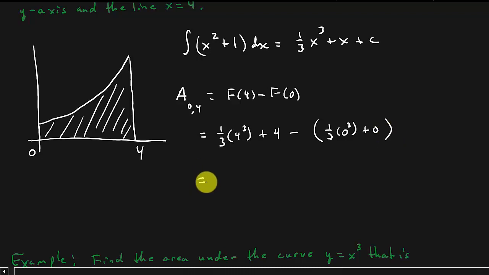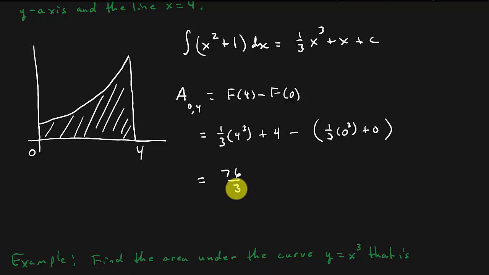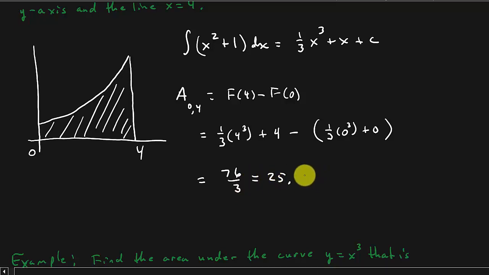And so this is going to give us an answer of 76 over 3. And if I put that into my calculator, that gives me 25.33, and the 3's just keep repeating.